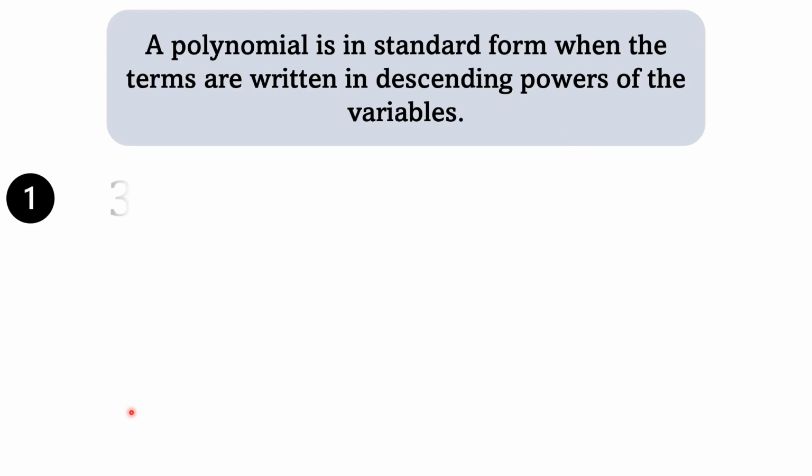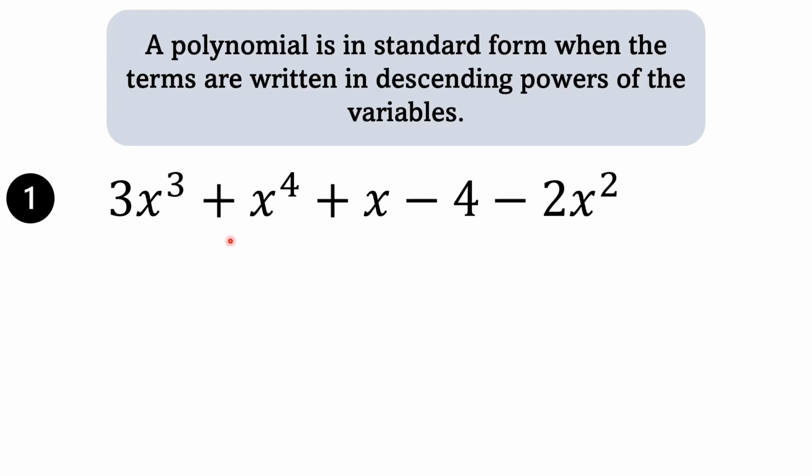Okay, example 1: 3x cubed plus x raised to 4 plus x minus 4 minus 2x squared. So let us examine the exponents of the variable x. 3, 4, 1, 0, 2. So obviously, the exponents or the powers of the variable x are not in descending order. So let us arrange them to make the polynomial a standard form.